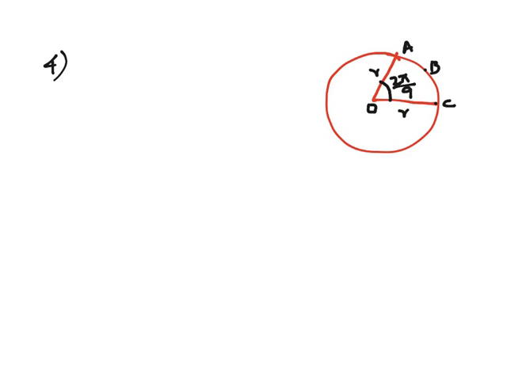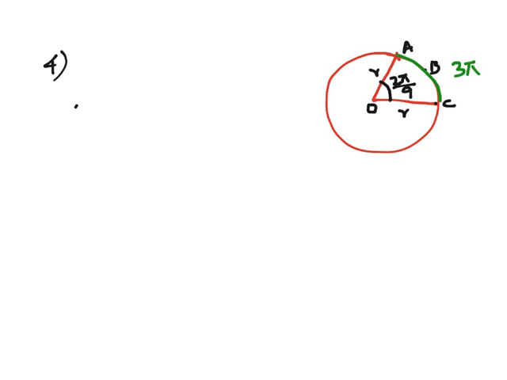Fine. This is the fourth problem, students. The diagram below shows a circle with center O and radius R. The length of arc ABC is 3 pi. So that means the length of this arc is 3 pi centimeter, and the central angle is 2 pi by 9 radians. So the question is, find the value of R.